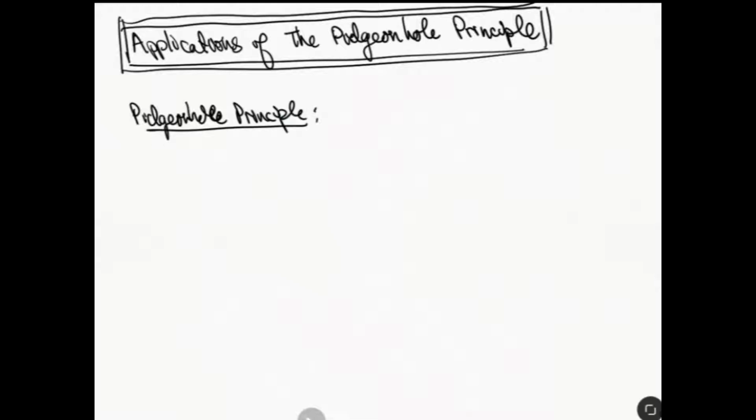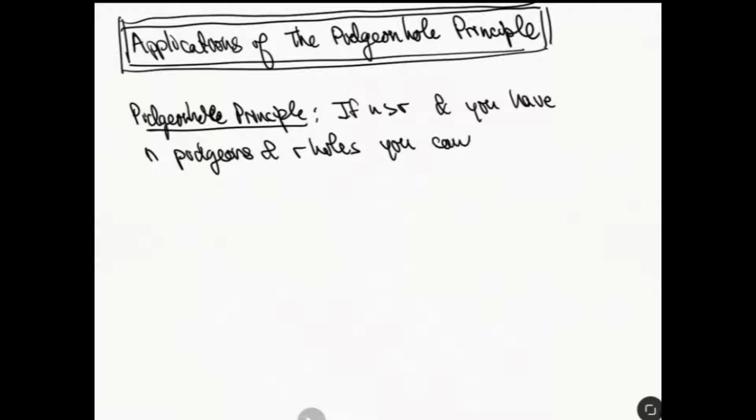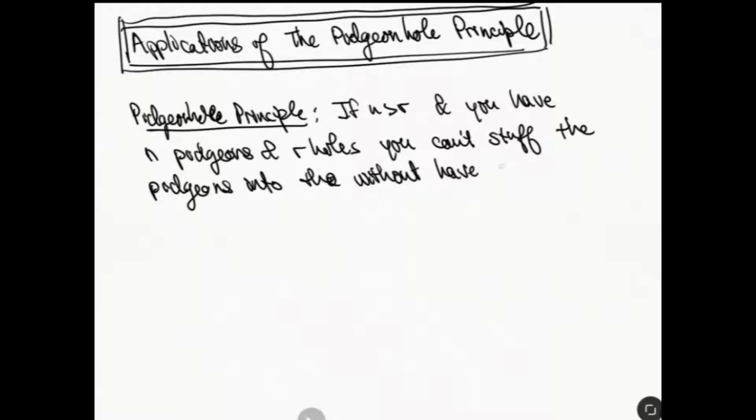If n is greater than r, and you have n pigeons and r holes, you can't stuff the pigeons into the holes without duplication, without having at least two pigeons in some hole.